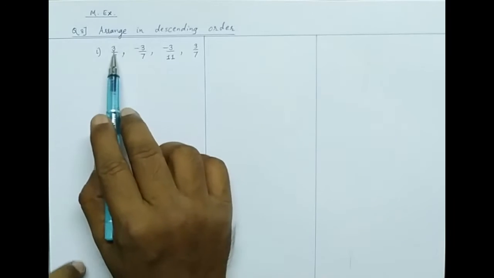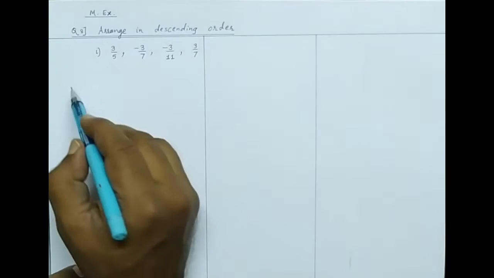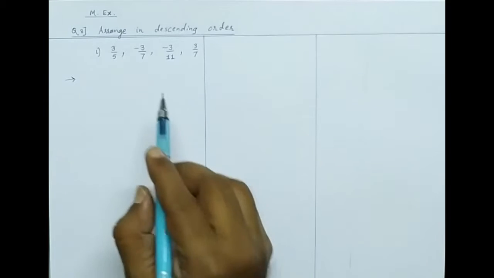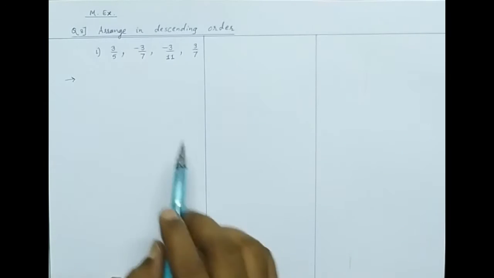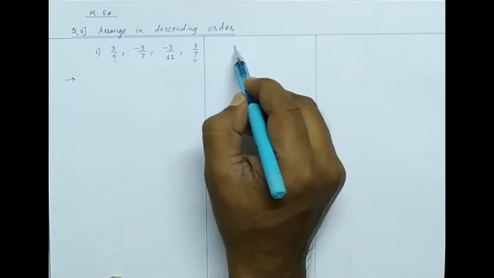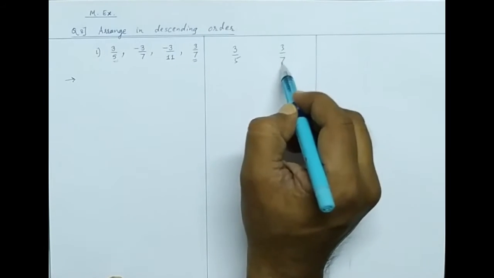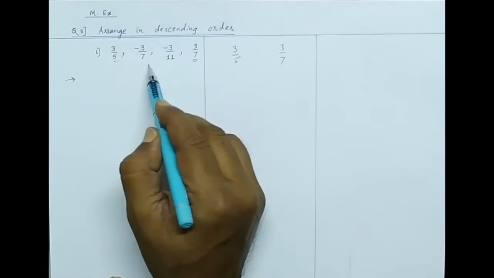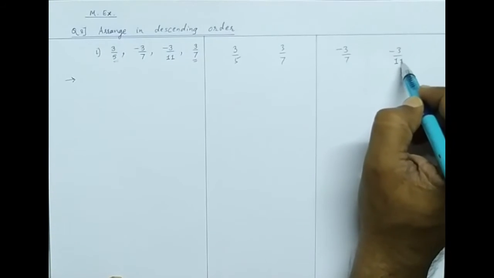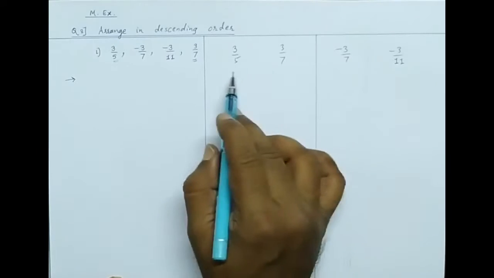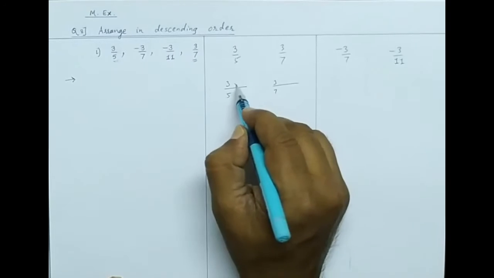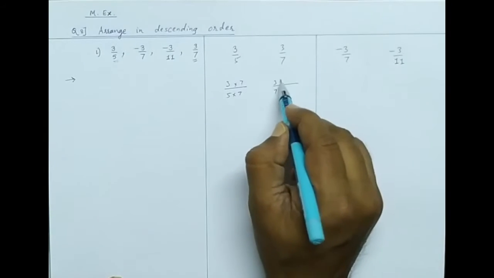Question number 8. Arrange in descending order. We solved a few sums. First we should sort out the positive numbers and negative numbers. Here this number is positive and this number is positive, meaning 3 upon 5, 3 upon 7 both are positive numbers. And these two are negative numbers: minus 3 upon 7, minus 3 upon 11. First we should compare these two positive numbers. So we have to equalize the denominator. So we have to find the LCM of the denominators.